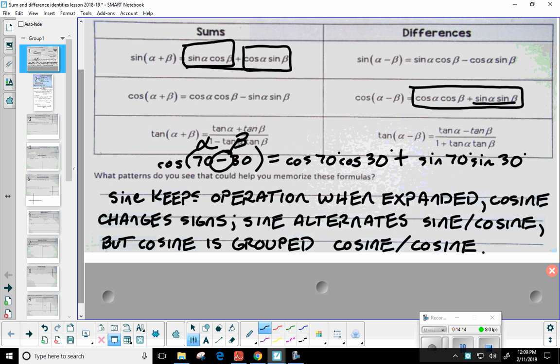Is everybody okay with that? Now, why do we have these extra identities? I mean, why do we have these formulas that we want to take the time to look at? Well, I'm glad you asked that question.